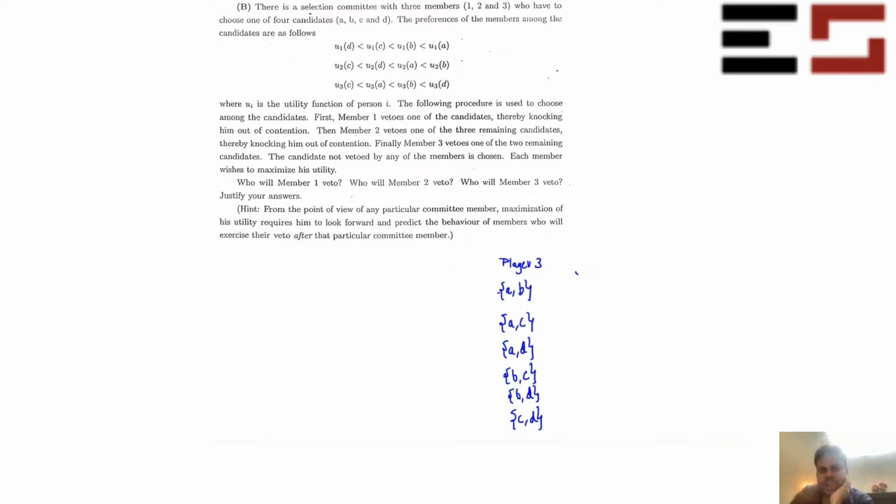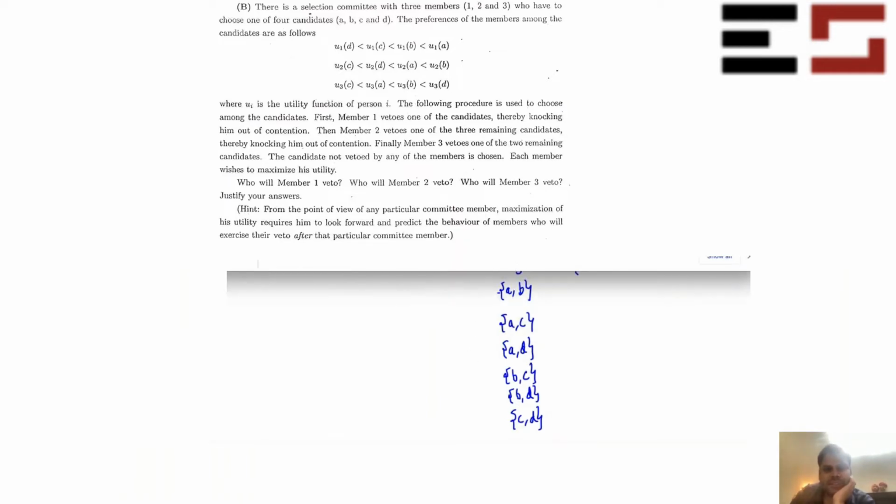Okay, so what do you think player 3 will do in this case? If you look at player 3's payoffs, player 3 gets a higher payoff from choosing B than A. So he's going to veto A, right? So who will be left in this case? B will be left. So B will be the winner. What do you think player 3 will do in this situation? A and C, veto C. So who will be left?